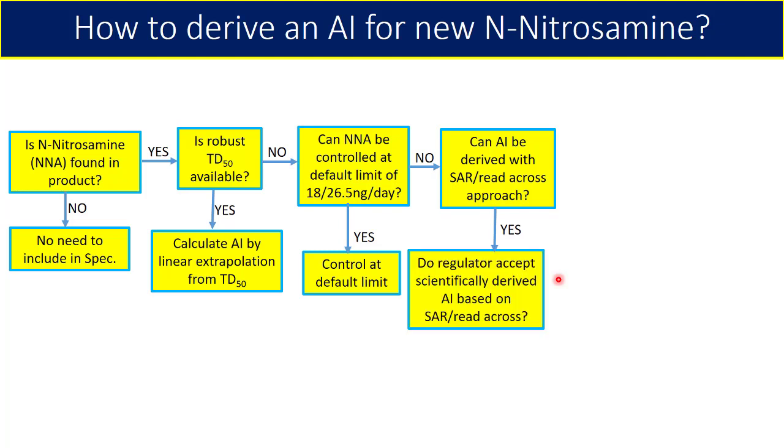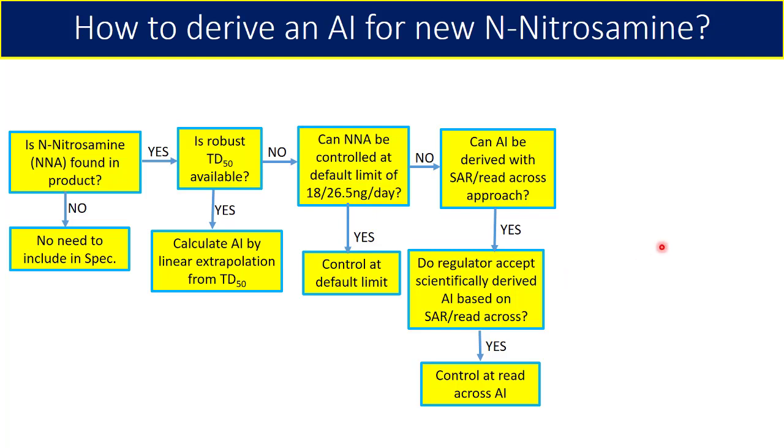And if this acceptable intake gets accepted by regulators based on your scientific explanation, then certainly you can happily go with controlling those nitrosamines by the derived acceptable intake based on the SAR or read across approach.